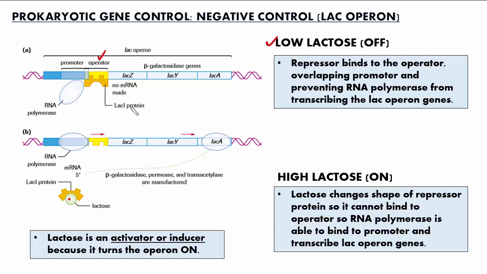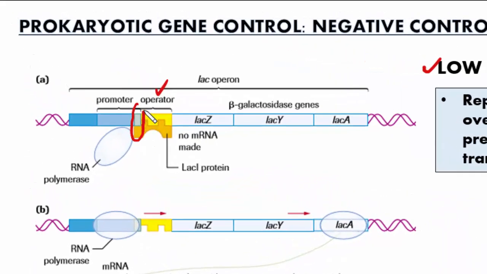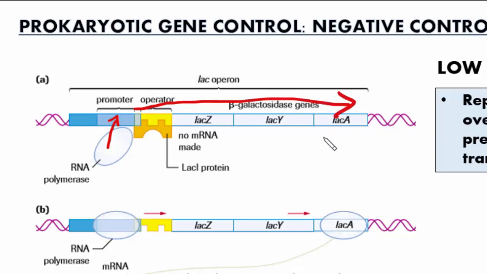So when the LacI or repressor protein binds to the operator, it overlaps, and you can see that here in this color diagram. It overlaps a region called the promoter. The promoter is the site that RNA polymerase has to bind to right there in order to move down the beta-galactosidase genes or the structural genes and transcribe messenger RNA.